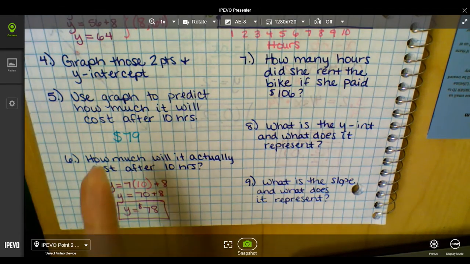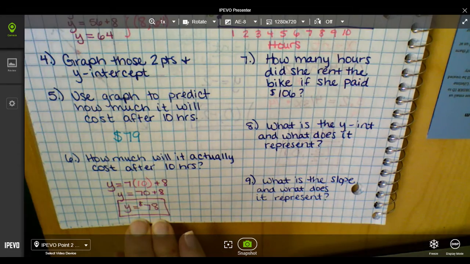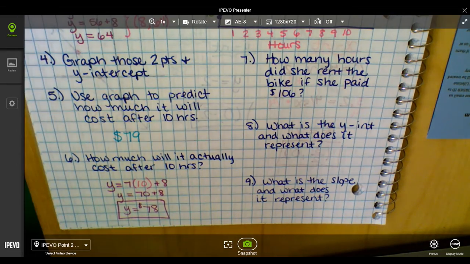So I guessed 79 because it crossed right below. But again, I was in between 78 and 79. So your guess should be close. It usually is not going to be exact until after you plug it in.